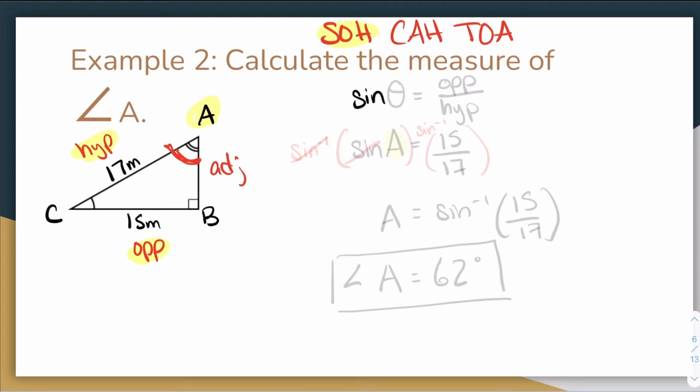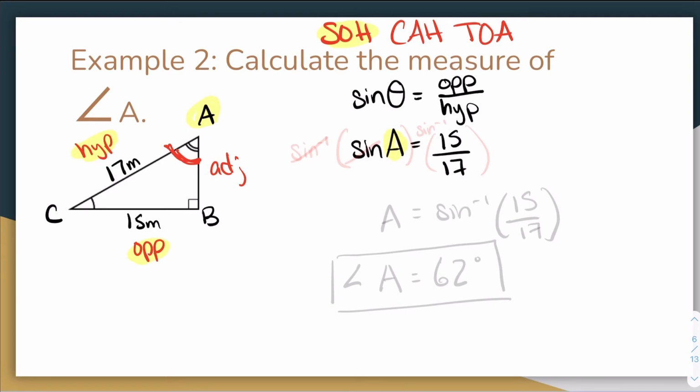Start by writing my formula. Sine of my angle is going to equal opposite, because the O is first, over hypotenuse, because the H is second. Now sub in what I know. I don't know A, so I'll just put an A for my angle. My opposite is 15, and my hypotenuse is 17.